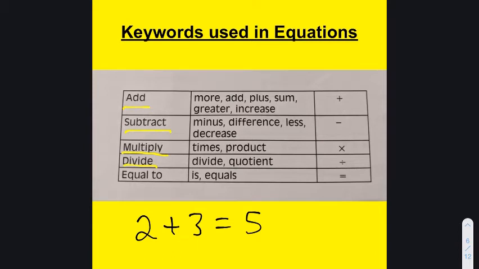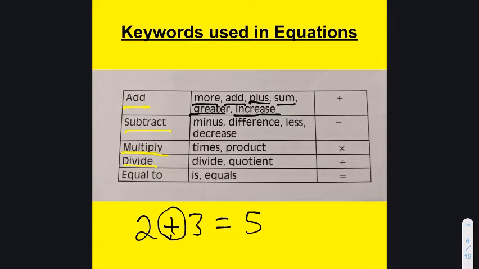So a key word for the plus or the adding might be the word more. For example, 2 more than 3 is 5. We might use the word add. We often use the word plus. Sometimes we use the word sum. Other times we use the word greater, and then we also use the word increased. So for example, 3 increased by 2 is 5.